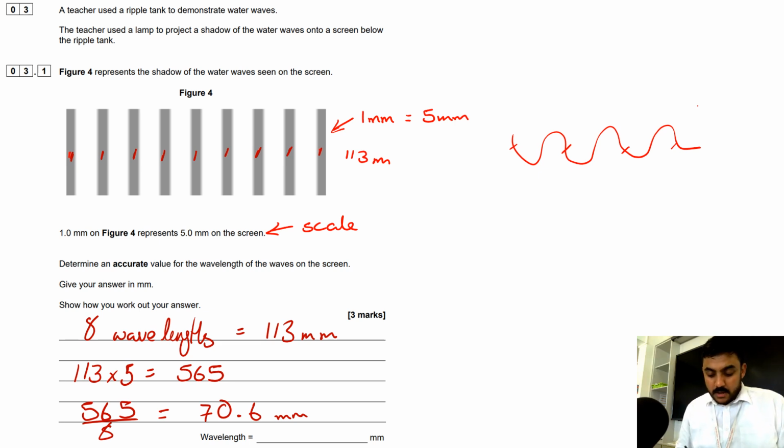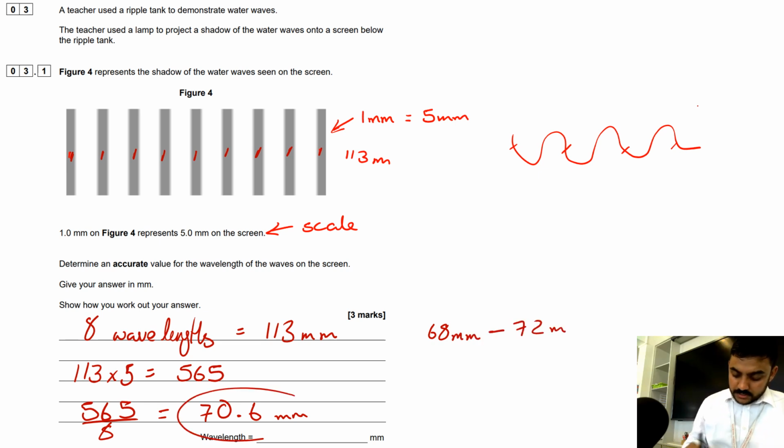Okay, so because people measure it not perfectly, you're meant to measure it right from the middle, and you might get a discrepancy, a range of answers from 68 millimeters all the way to 72 millimeters. Somewhere around 70 millimeters should give you the right marks.